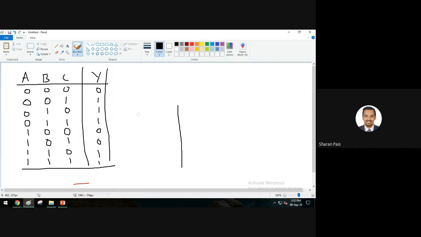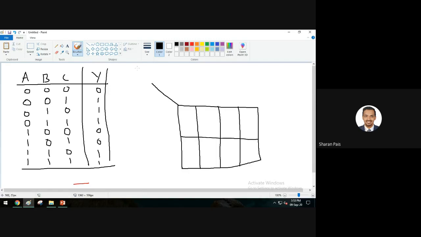Very simple. So 2 to the power 3. Fine. How much? Now the possible values are 8. So what I'll do like this. This is my table.